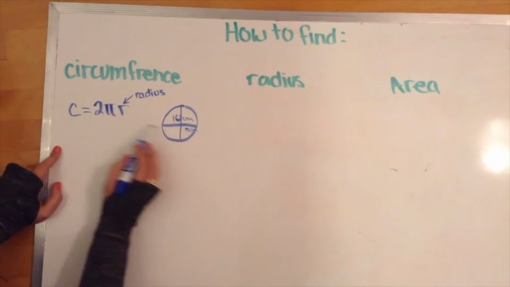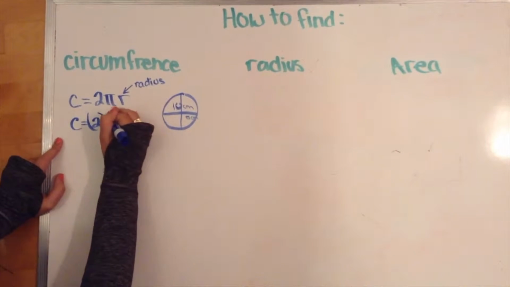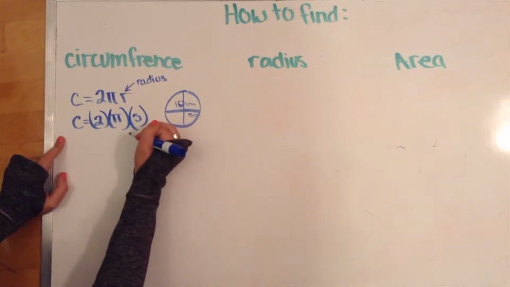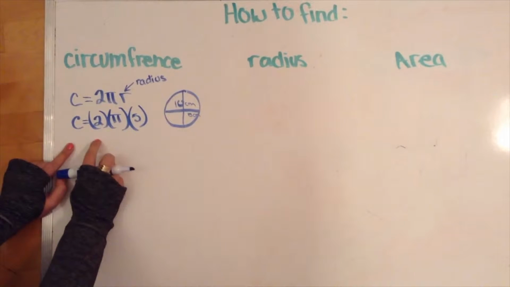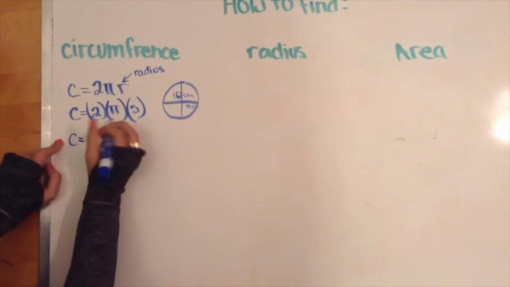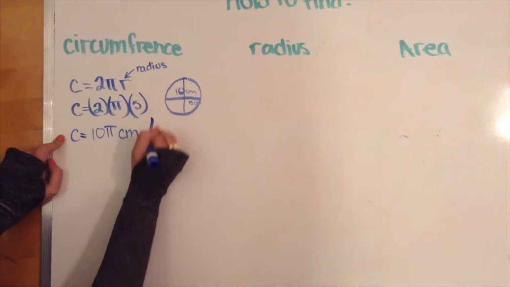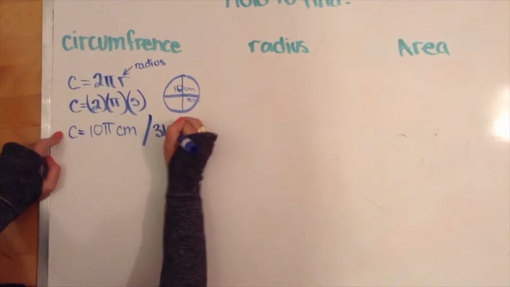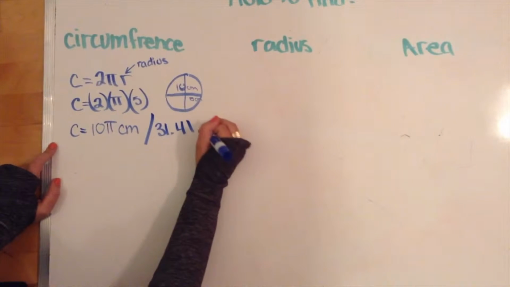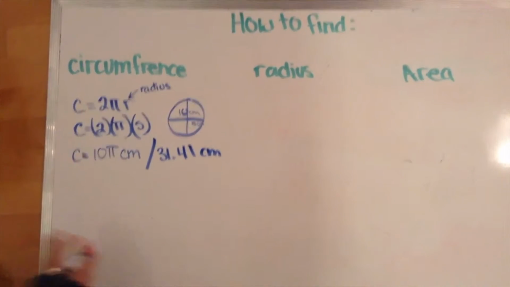So now I'm just going to plug in what I know. So C equals 2 times pi times r, which is 5. And now we're going to solve. So 2 times pi times 5 equals 10 pi centimeters. Or you can write 31.41 centimeters. So that is how we find the circumference.